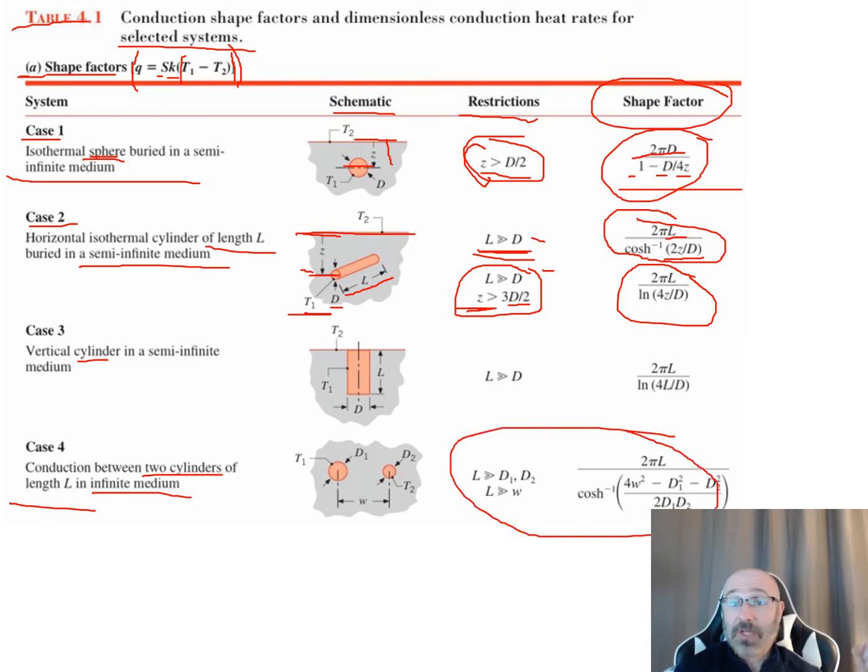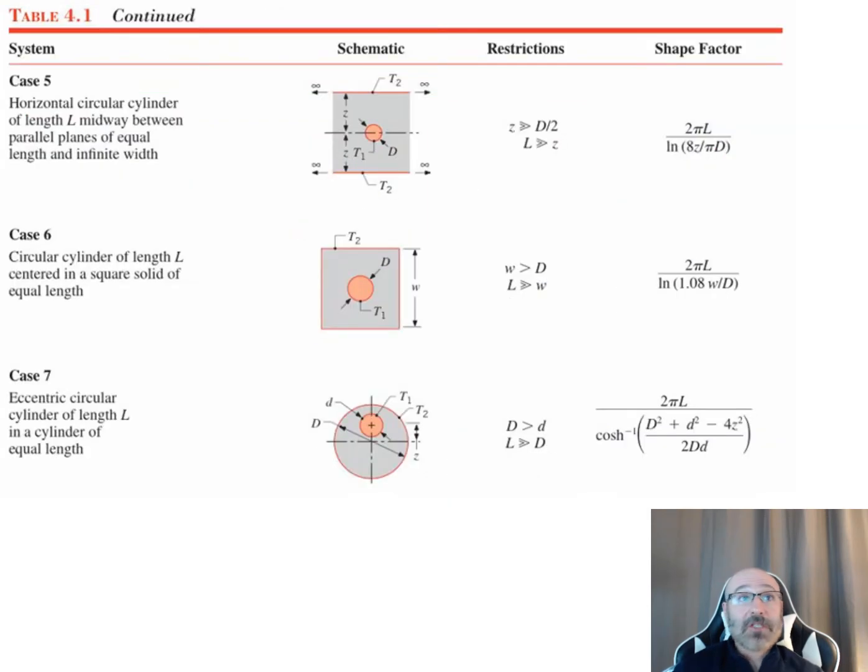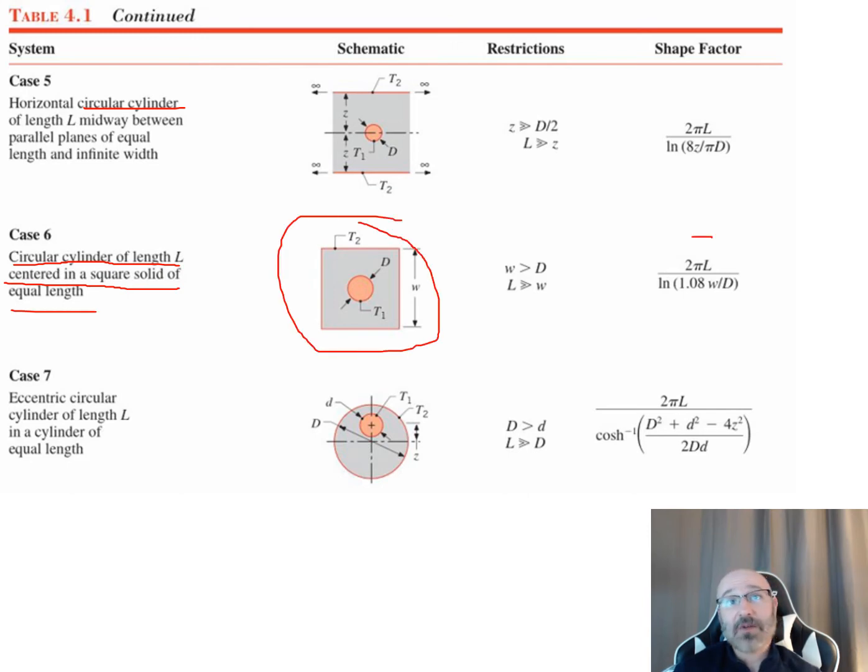Let's take a look at some other cases as well. So we continue on to case 5 right here. This is where we have a horizontal circular cylinder. And then case 6, we have a circular cylinder of length L centered in a square solid of equal length. So this is a very special case. It can reduce down to this right here. And then case 7, we have an eccentric circular cylinder of length L in a cylinder of equal length. So we have this case here.